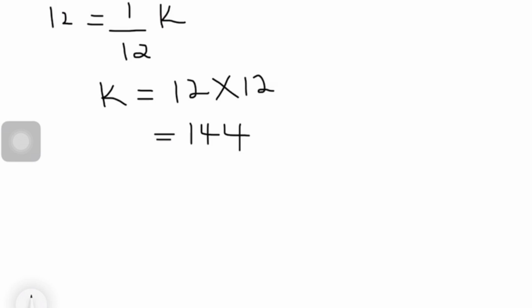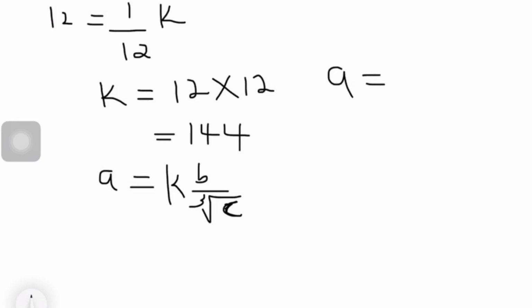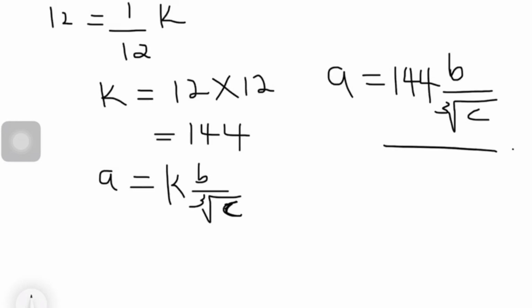Now what's the equation that's connecting? We have A is equals to K, B, and we have a C somewhere. So what's that equation that's connecting that? Initially, A is equals to K, and then B all over the cube root of C. We just come where we have K and insert the 144, and the equation is like this: A is equals to 144 B divided by the cube root of C. And yeah, that's example number 1.